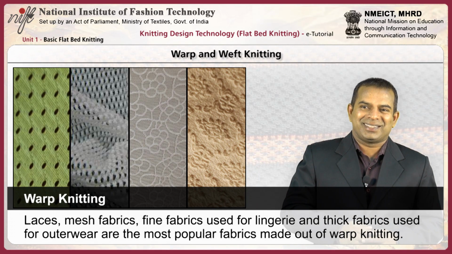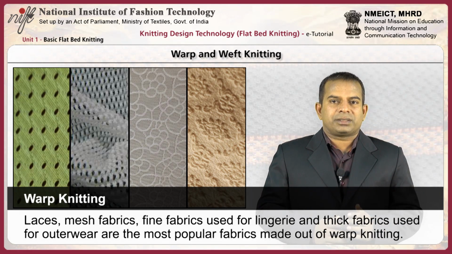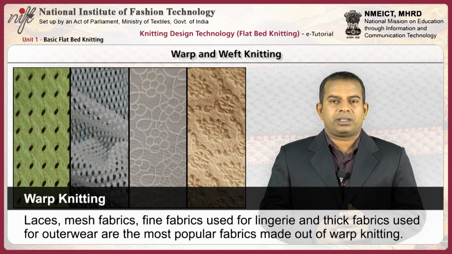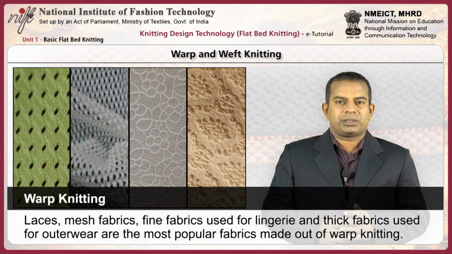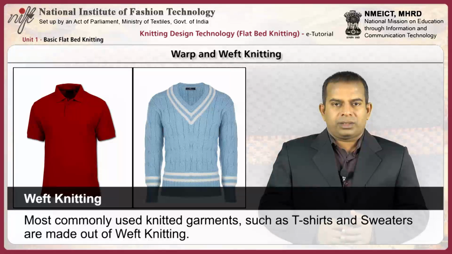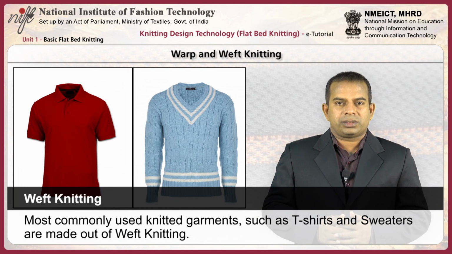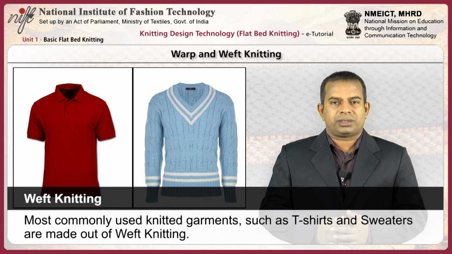Laces, mesh fabrics, fine fabrics used for lingerie, and thick fabrics used for outerwear are the most popular fabrics made out of warp knitting. Most commonly used knitted garments such as t-shirts and sweaters are made out of weft knitting.